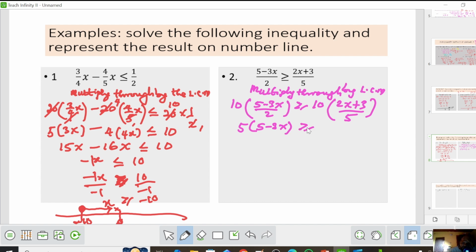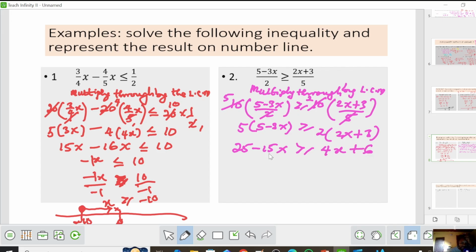Then greater than or equal to this 5 here. Cancel this one, cancel this one, I have 5. So that's why this one cancels this one, I have 2. So then 2 into 2x plus 3. So if I open the bracket, this will give me 25. 5 times 5, 25. 5 times minus 3, that's minus 15x. So greater than or equal to 2 times this, that's 4x. 2 times 3, that's plus 6.